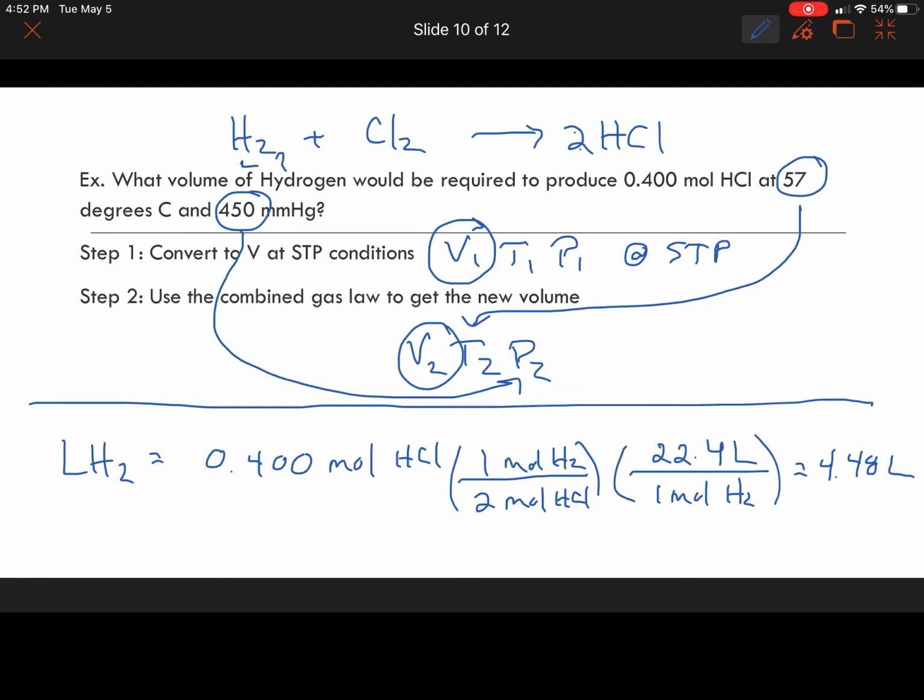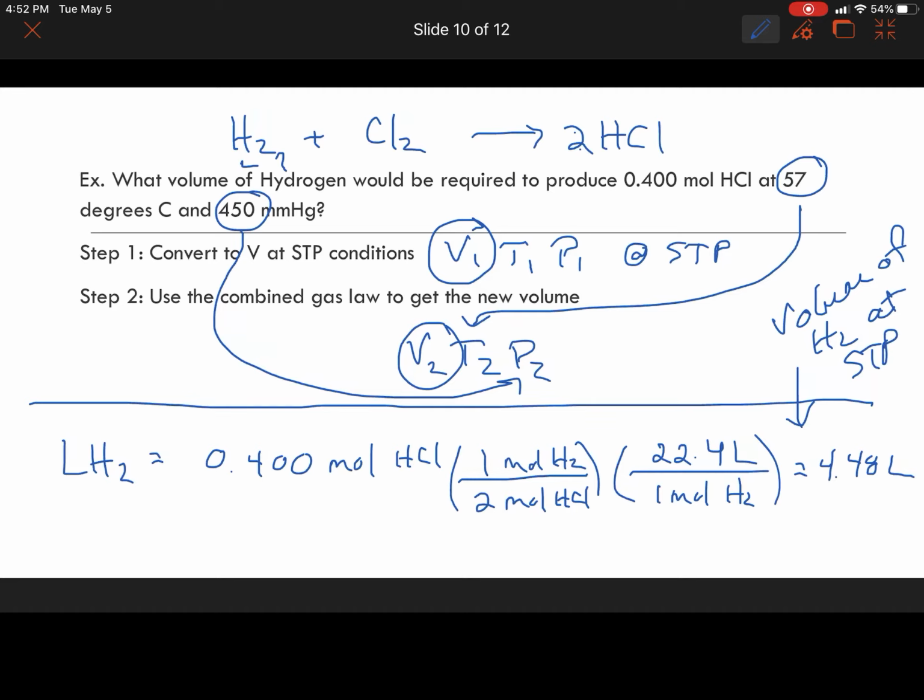So don't worry about your sig figs yet. You can keep as many digits as you want until the end, right? So this 4.48 liters, this is V1, okay? And this will be the volume of H2 at STP. Okay, so 4.48 liters.